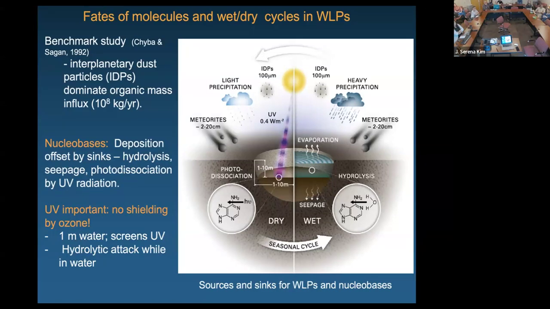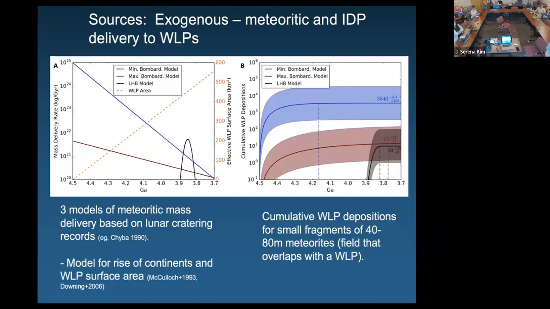And in the dry part of the cycle, the pond is gone. You're now exposed to UV, which breaks down these molecules, deaminates it, takes off this group. In the wet part of the cycle, water interacts with this to knock off this group. So the destruction mechanisms are UV radiation, hydrolysis, and loss of material through the porous bottom of the pond by seepage.